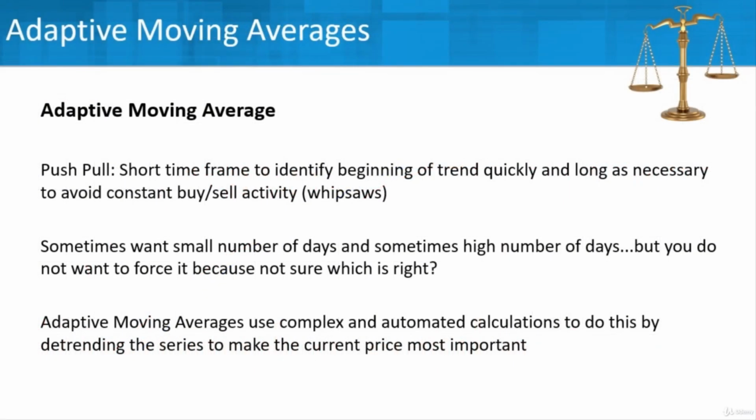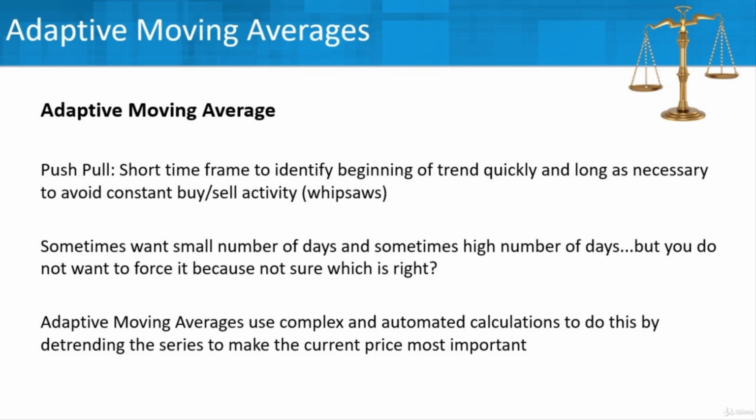Another one is an adaptive moving average, which has a kind of push and pull aspect, where it's looking at a short time frame to identify the beginning of trends quickly, and as long as necessary, you construct it to avoid constant buy and sell activity or whipsaws. That's where these adaptive moving averages came in, because with any of the other ones we talked about, you can still have frequent trading whipsaws. So sometimes you might want to adapt it to a smaller number of days, and then sometimes to a higher number of days, but you can play around with it. But you don't want to force it, because you're not sure which is the right number of days.